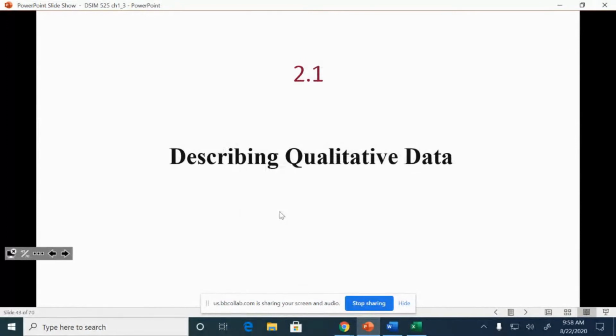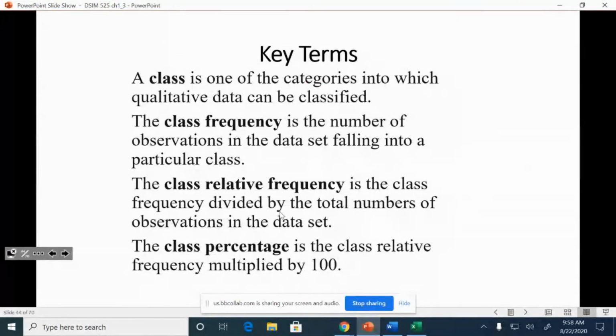So describing qualitative data, some key terms. A class is one of the categories into which qualitative data can be classified. The class frequency is the number of observations in the data set falling into a particular class. Relative frequency is the class frequency divided by the total number of observations in the data set, and the percentage is that class frequency multiplied by 100.